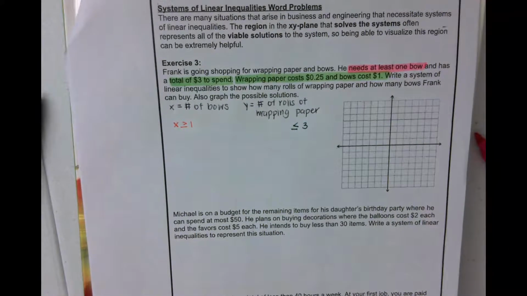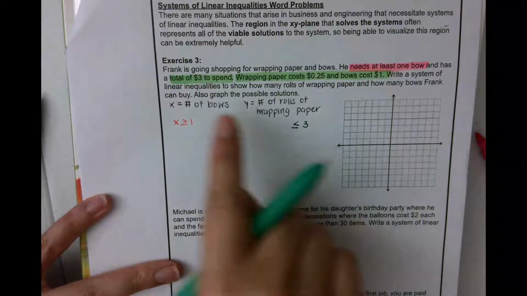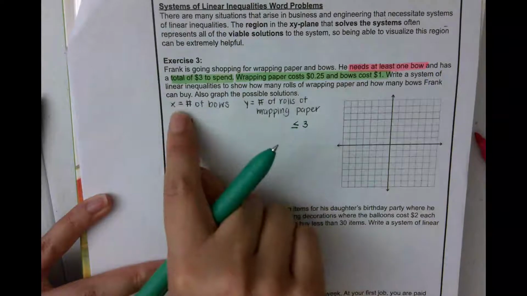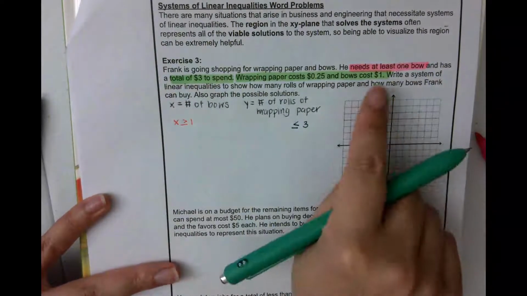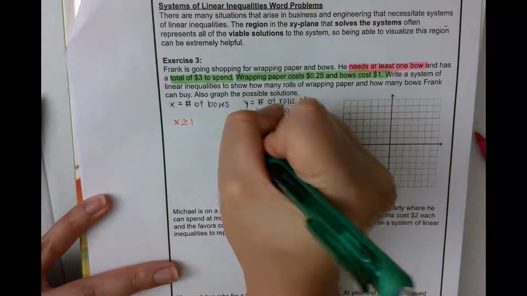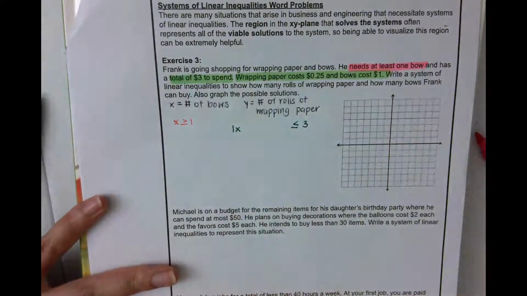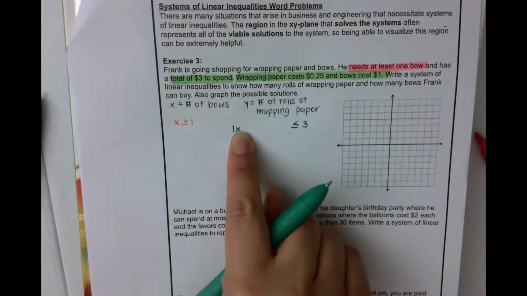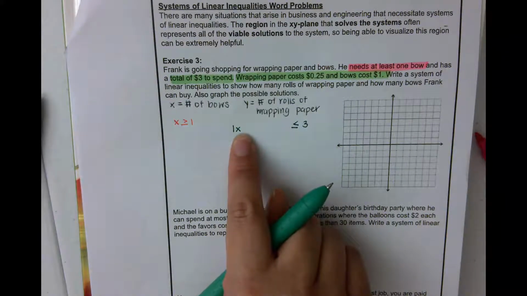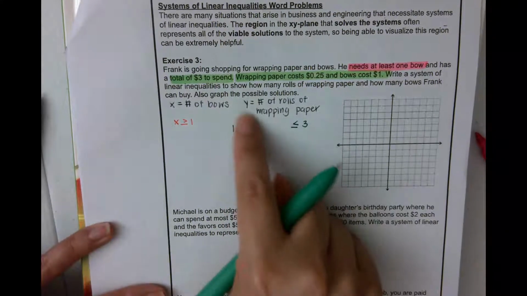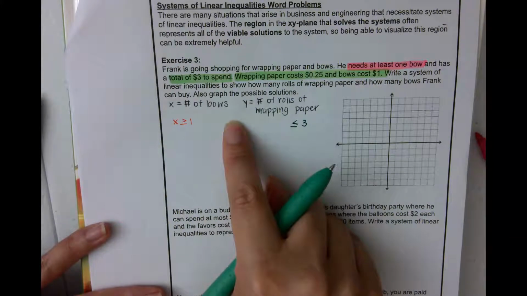So what is he spending money on? We know he's spending money on bows and wrapping paper. I'm going to do bows first since that was my X. Since each bow costs $1, 1x represents how much he'll spend on bows. If he buys one bow, it'll be 1 times 1. If he has 2 bows, then he'll spend $2 total, and so on and so forth. So this gives me the total money he spends on bows.